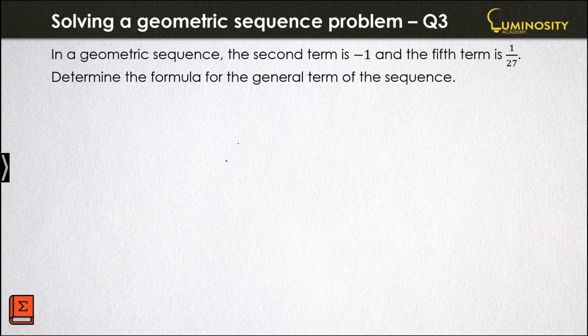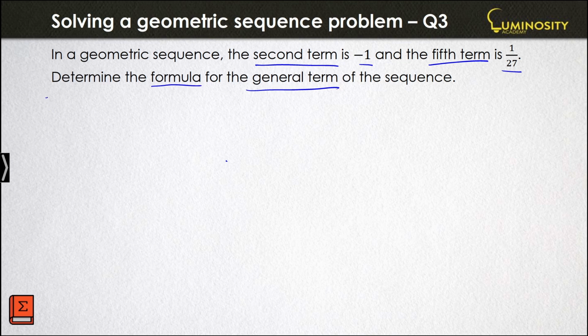We're going to be having a look at solving a geometric sequence problem, question 3. In a geometric sequence, the second term is -1 and the fifth term is 1 over 27. We are asked to determine the formula for the general term of the sequence.